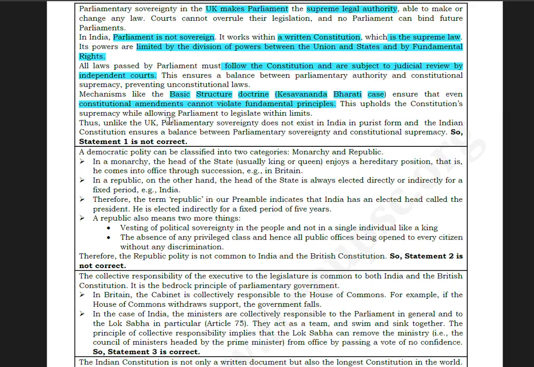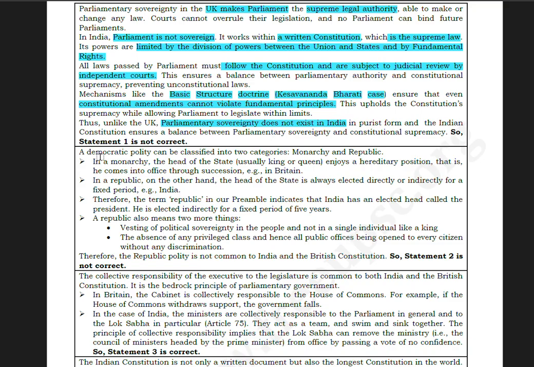Thus, unlike the UK Parliament, parliamentary sovereignty does not exist in India in pure form, and the Indian Constitution ensures a balance between parliamentary sovereignty and constitutional supremacy. So, statement one is not correct. Now, for statement two, let us see.